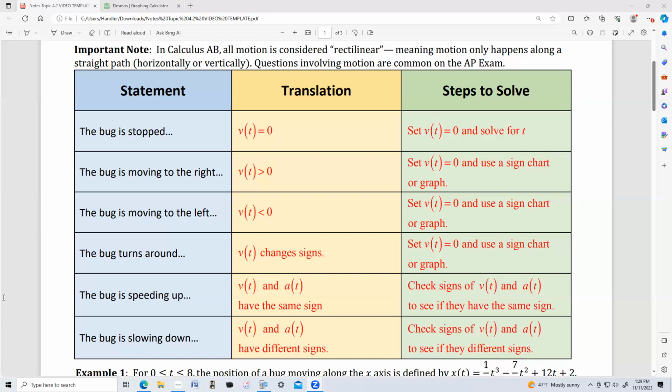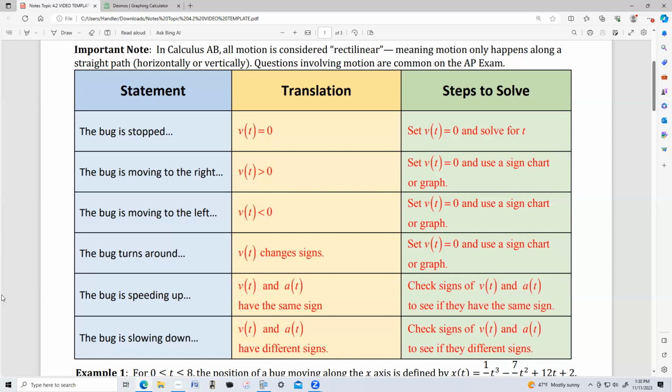So you're going to be asked questions like this a lot in AP Calculus in general and in Unit 4 in specific. If you are asked, when is a bug stopped, or when is a bus stopped, or a cat, when is it stopped? Something is stopped when it has zero velocity. So the translation for that is velocity is equal to zero. So if you were asked to find when an object such as a bug is stopped, you'd set the velocity equal to zero and solve for t via any number of methods, usually factoring, the quadratic formula, or technology.